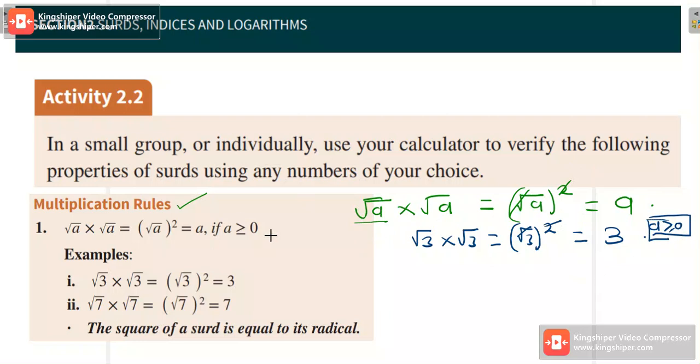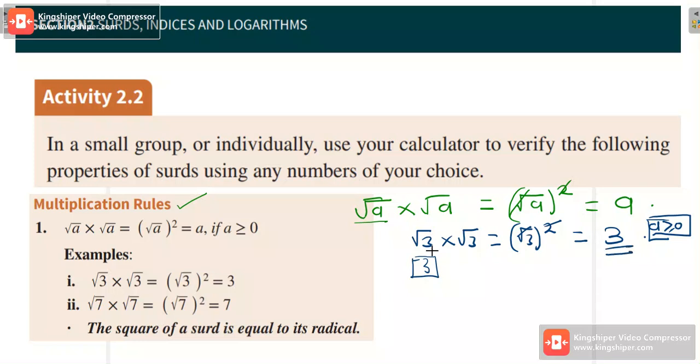Now let's pick another example here. Root of 7 times root of 7 is going to give us root of 7 squared. And once the square cancels the square root, the answer is 7. So we are saying that the square of a square root is equal to its radical, and the radical is the value under the root sign. So in this case, the 7 is the radical, and that should be the answer.